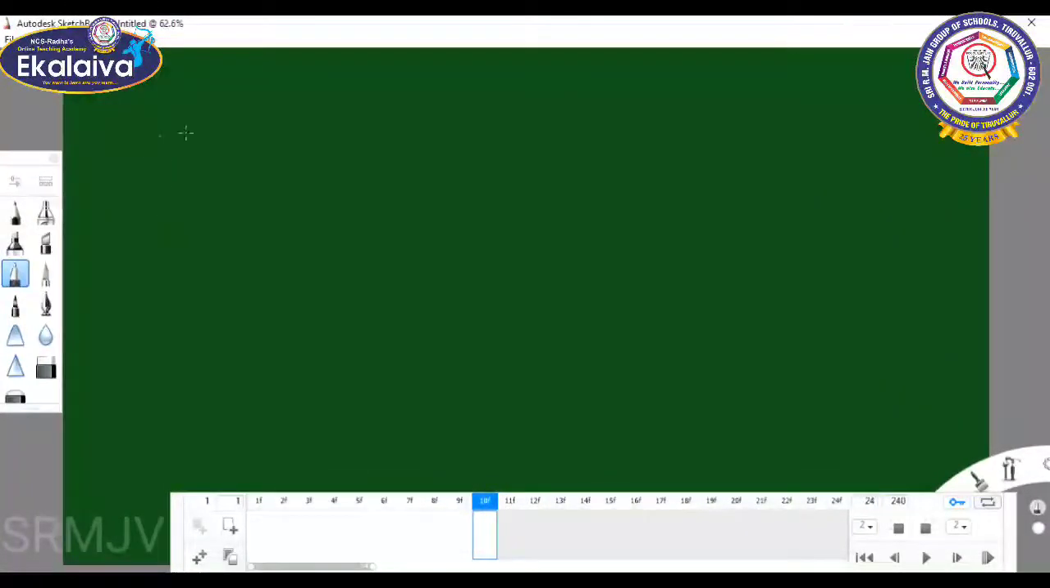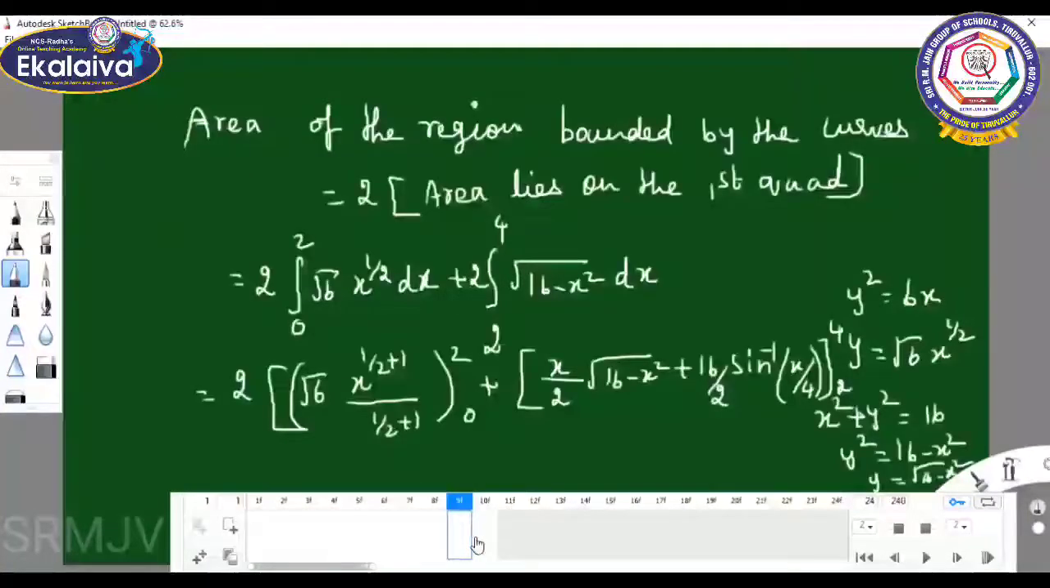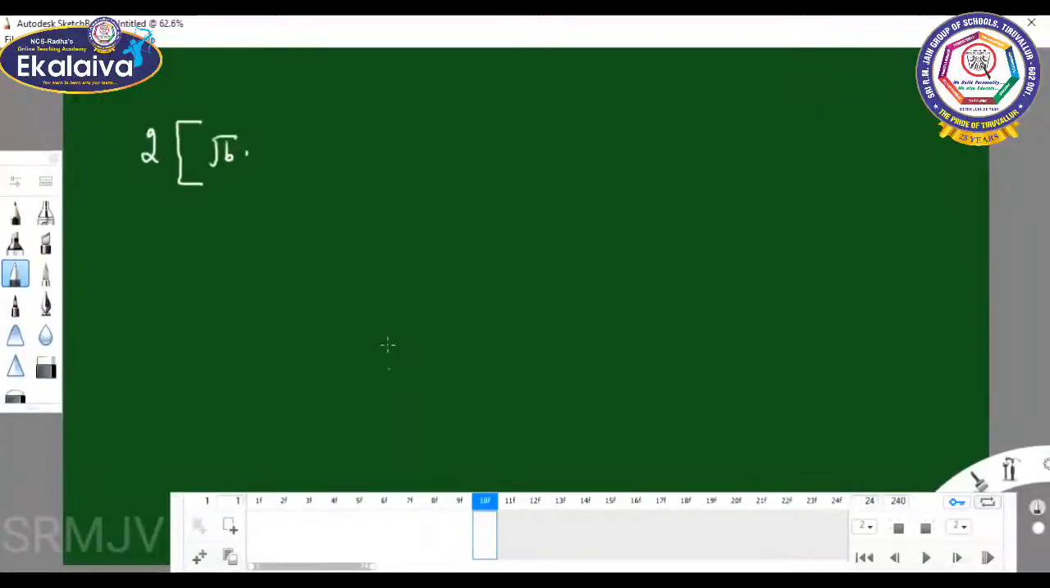You can take 2 out as common. Root 6, you can take root 6 into x power 3 by 2 divided by 3 by 2, x power 3 by 2 by 3 by 2.